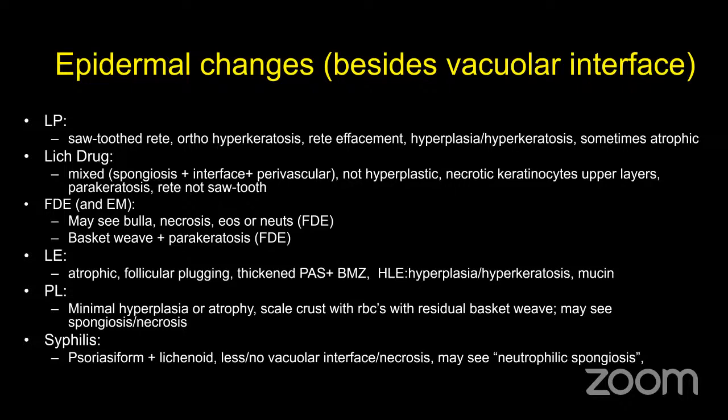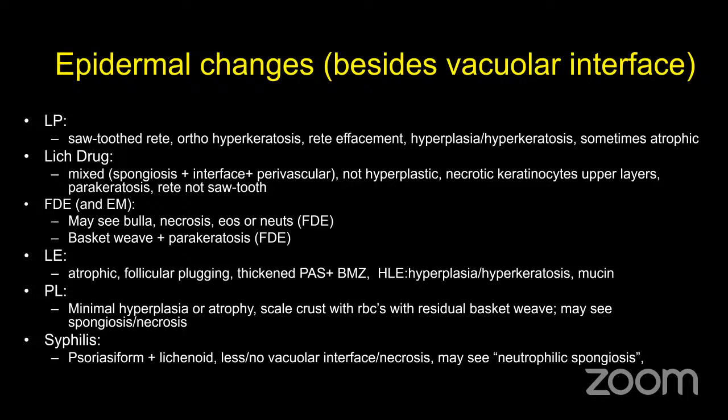You guys are probably going to know this all by heart now: sawtooth rete, orthohyperkeratosis, rete effacement. Sometimes you can have hyperplasia, and sometimes it can be atrophic. Lichenoid drug: the epidermis is going to sometimes show a mixture of spongiosis and interface reaction. It's also going to have the perivascular part that'll help differentiate from lichen planus. The necrotic keratinocytes sometimes will be a little higher than lichen planus, but that's not an absolute. And the presence of parakeratosis will put you more in the lichenoid drug.